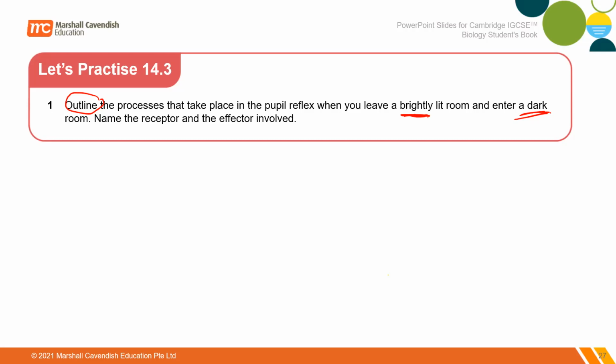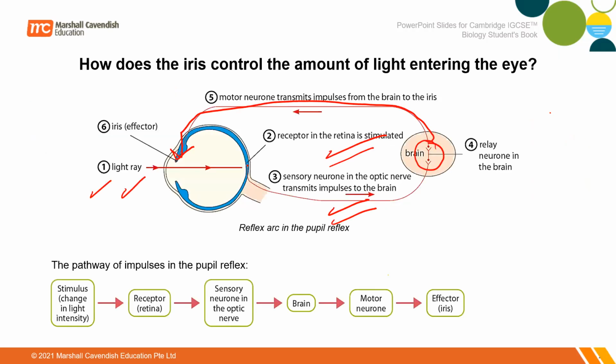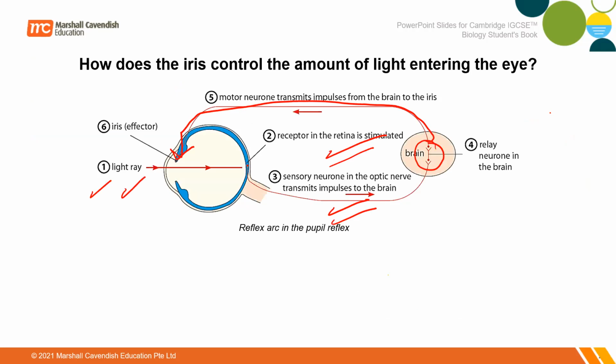Definitely, rods and cones are the receptors in the retina. But here, when I'm testing you online, you can write receptor cells. So I can say the receptors can sense change in light intensity. Perfect. What happens? Sensory neurons in the optic nerve transmit impulses to the brain. Yes, definitely transmit the impulses to the brain.